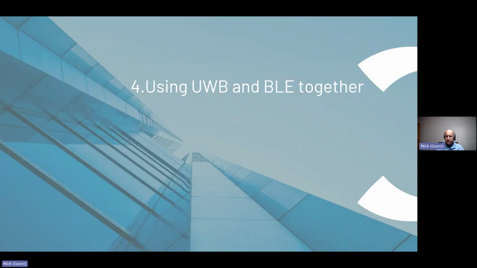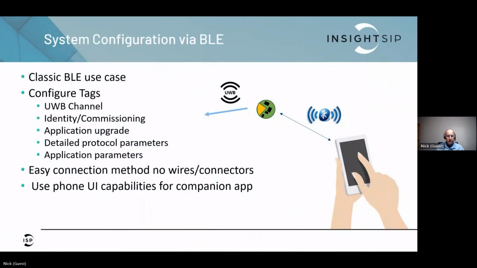So, slight spoiler alert, we have a product with UWB and BLE together. So why is that interesting? Well, one obvious thing is that if you have a simple UWB tag, you can configure it nicely with Bluetooth. Bluetooth is exactly designed for this sort of thing, so you can set up things like which channel you're using, give the tag an identity, upgrade the application, details of the protocol if there are some variations and so on and so forth. So it's a classic Bluetooth use case where you use the phone to do a simple little application.